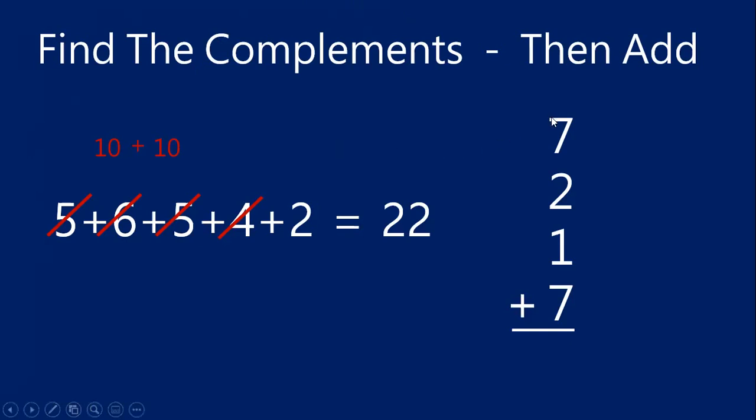Now, let's look at this equation. It is written vertically. Sometimes you'll see that. These equations can be written horizontally across or vertically up and down. They just mean the same thing. We're adding all of the numbers together to find that total or the sum.